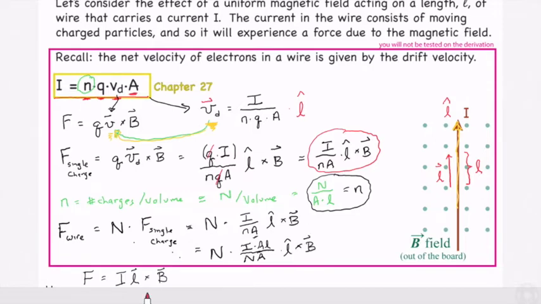And now we see a bunch of stuff cancels. This big N cancels with this big N. The area cancels here. And we are left with the force on the wire being equal to I L times L hat cross B vector. But the magnitude of L times L hat is just L vector. So finally, that gives us the final equation we were hoping to derive, which is something you should know, and that is the force on a wire is equal to I L cross B.